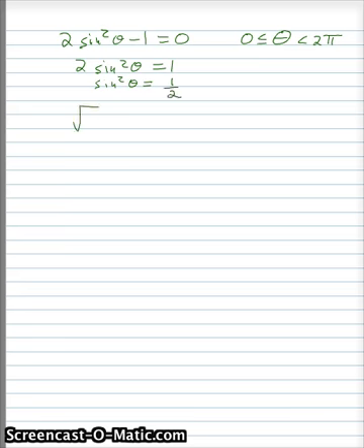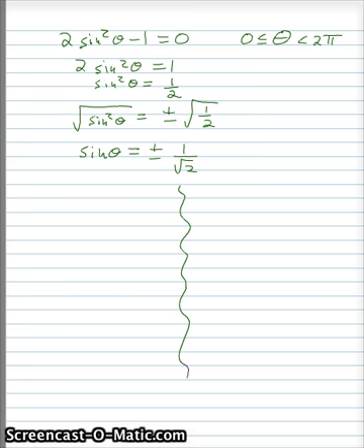Hitting both sides with the square root. Square root of sine squared theta is plus or minus square root of a half. So then sine theta is plus or minus 1 over root 2. What's nice about this is that it will get us all 4 quadrants. But we'll solve it in pieces. We'll say sine of theta is 1 over root 2 in the first case. And then sine of theta is negative 1 over root 2 for the second case.